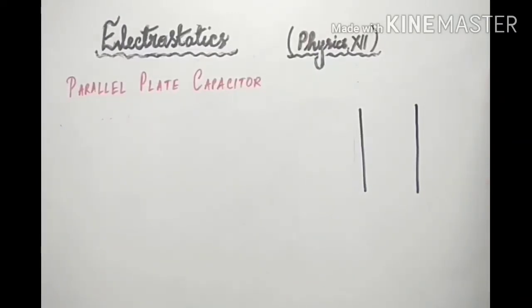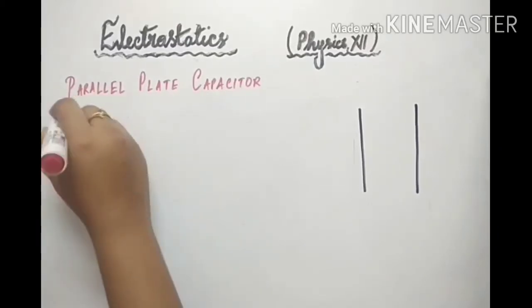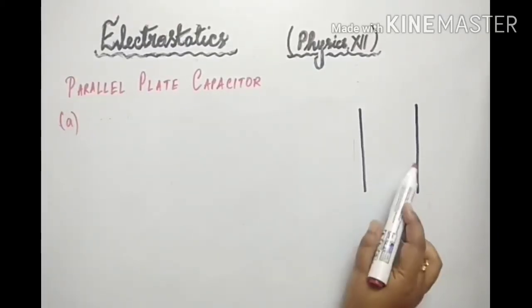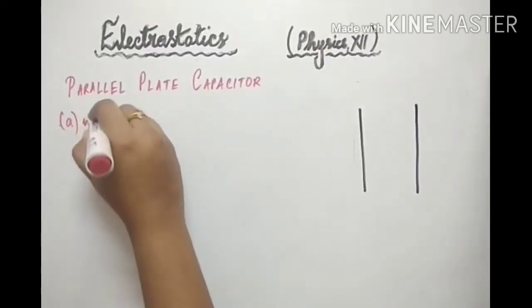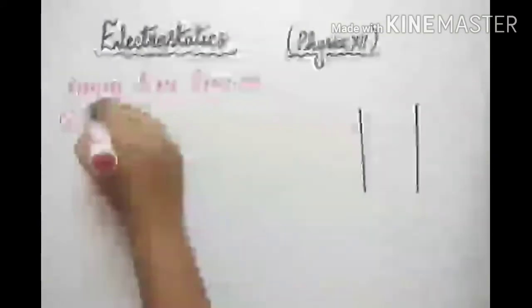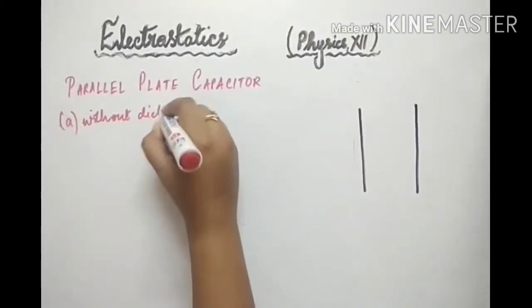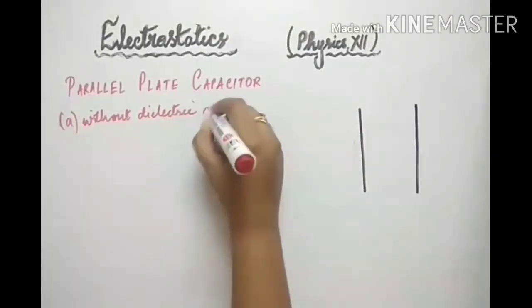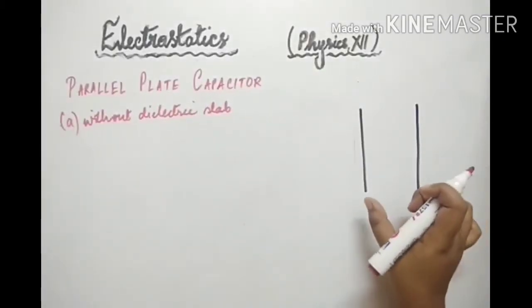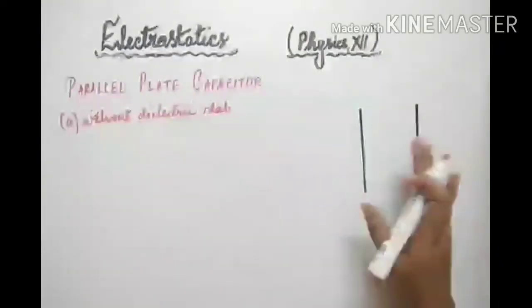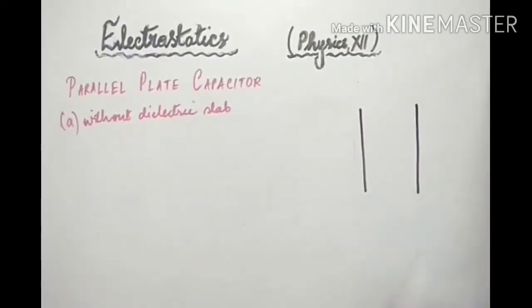Now we shall consider two cases. First of all, we shall consider the case where the capacitor has no dielectric slab in between. Without dielectric slab. So there is no dielectric slab in between, so there is air or vacuum inside the plates. We will consider this case at the beginning.